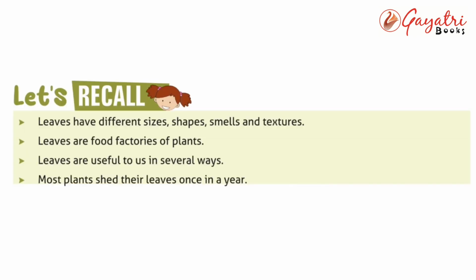Let's recall. Number 1, leaves have different sizes, shapes, smells and textures. Number 2, leaves are food factories of plants. Number 3, leaves are useful to us in several ways. Number 4, most plants shed their leaves once in a year.